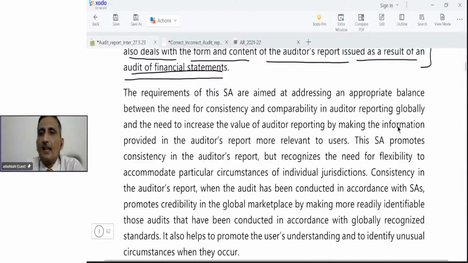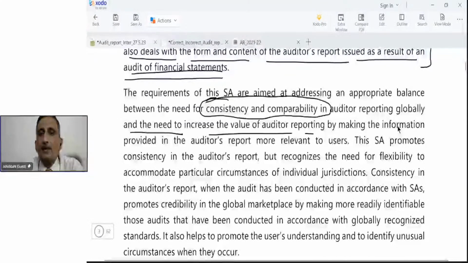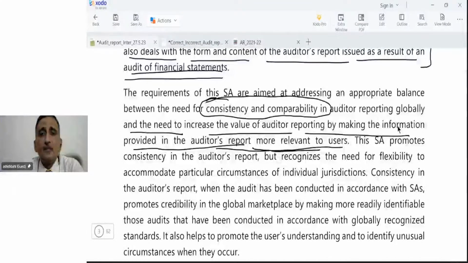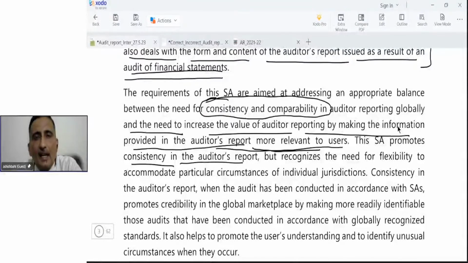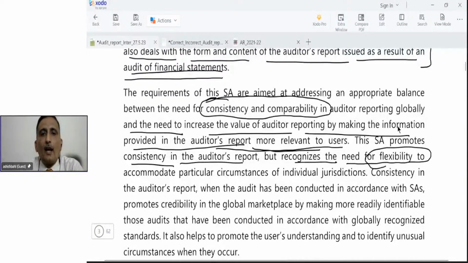Requirements of this SA are aimed at addressing an appropriate balance between the need for consistency and comparability. Okay. In auditor reporting globally and need to increase value of auditor by making the information provided in the auditor's report more relevant to users. So this promotes consistency. So when audit reports are prepared in accordance with standardized norms, obviously it promotes consistency. It can be compared within the industry, across the industry, and across the nations, globally also. Okay. But this SA recognizes the need for flexibility to accommodate particular circumstances of individual jurisdictions. Okay.